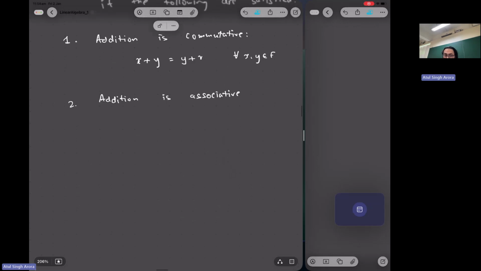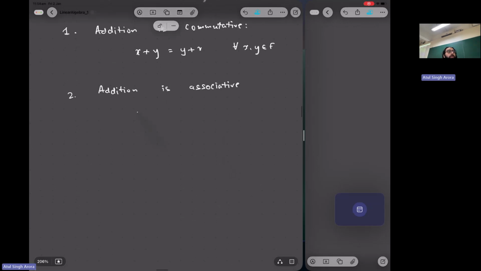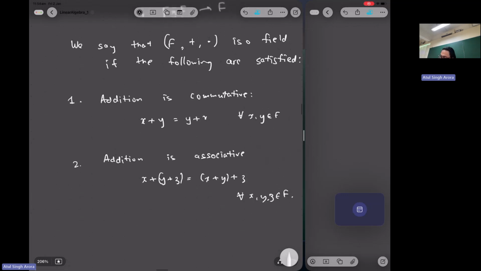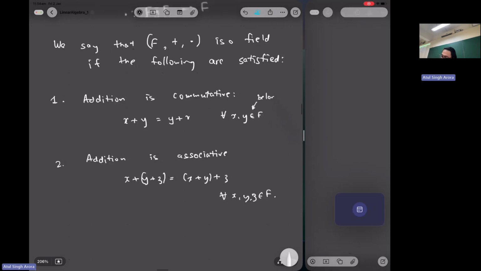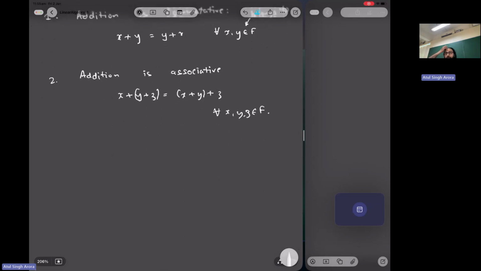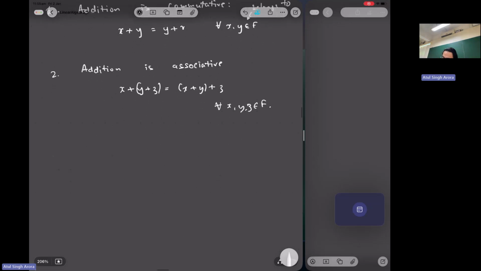Second property we need is that addition is associative. So what does this mean? Exactly. Let's just use x, y and z. So (x plus y) plus z is the same as x plus (y plus z), for all x, y, z in the field. Also, I'm guessing you're all familiar with this belongs-to symbol. If there's something which is unclear, let me know, because I know people come from different backgrounds. So just ask if it's needed.